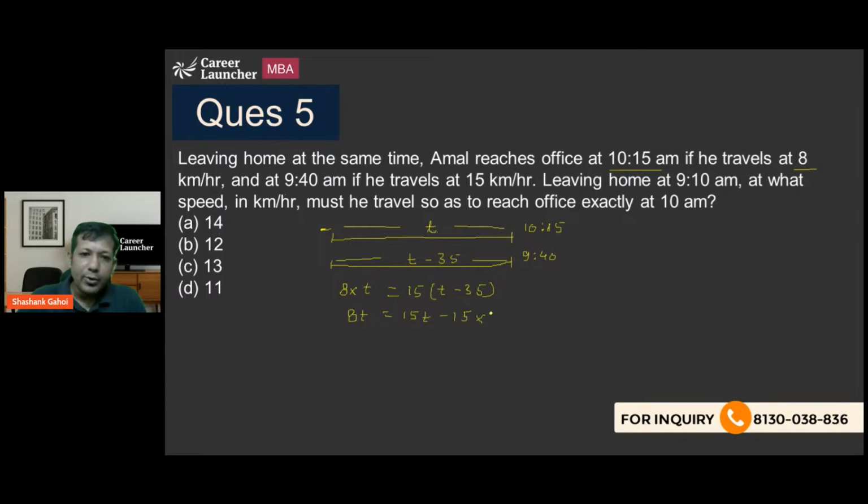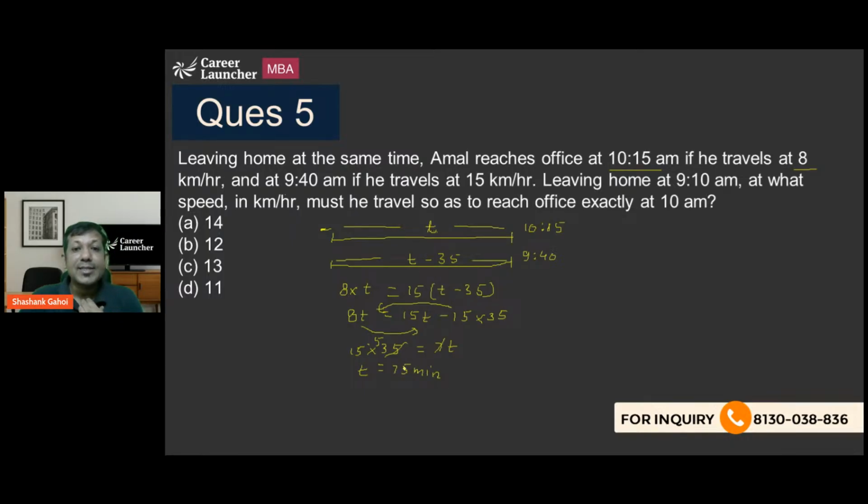Now, what people are going to do, they are going to multiply this out and waste time on this. I'm not going to do that. I'm going to bring this to this side, bring this to this side. So I'm going to get 15 into 35 is equal to 15T minus 8T, that is going to be 7T. 15 into 35 divided by 7 comes out to be 75. So I can directly get T is equal to 75 minutes, right?